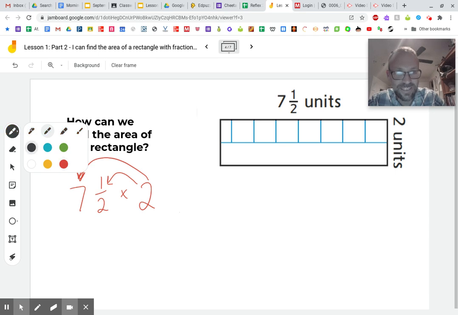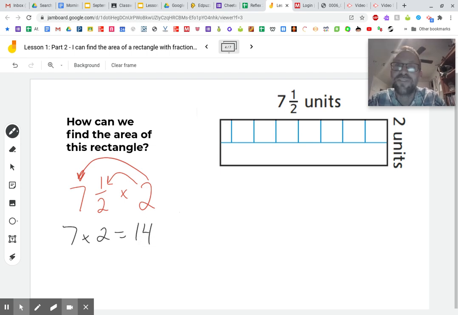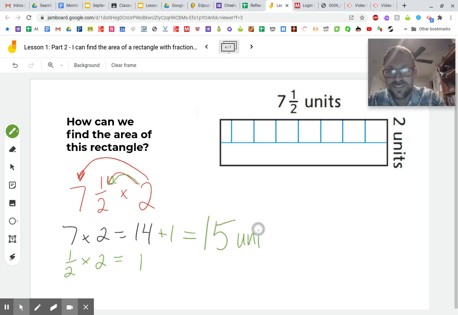Let's see, the 7 times 2 first. So 7 times 2, that's 14. Thank you, reflex math. And then we'll do the 1/2 times 2. Right, this part here. And we just figured that out. 2 halves is a whole. So 1/2 times 2 is 1 whole, right? And so now we can just add up those pieces, the 14 plus the 1. That'll give us our final answer, 15 units squared. And don't forget you got it.